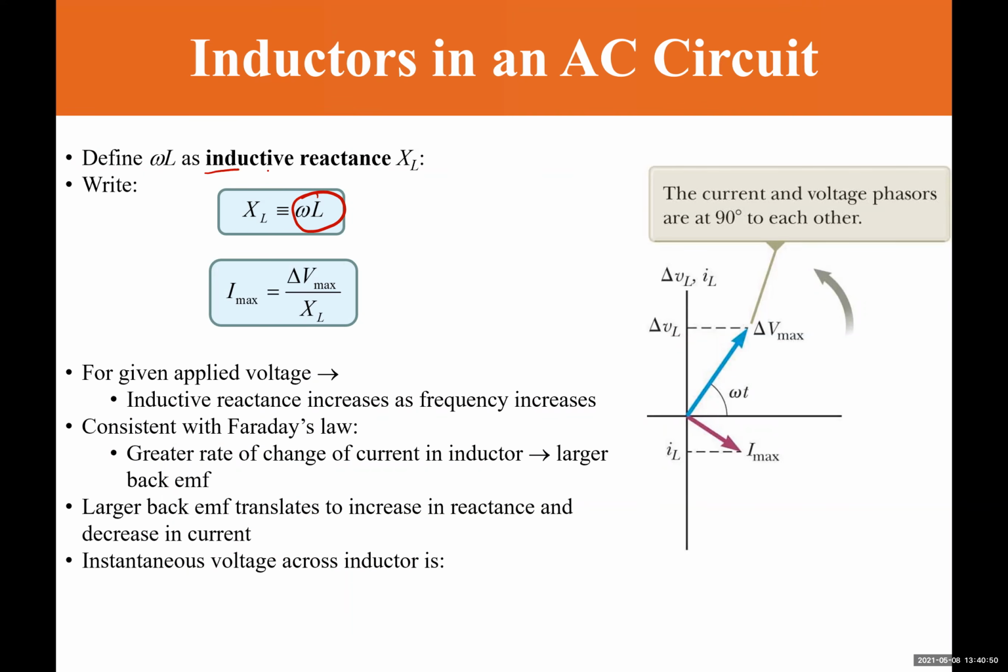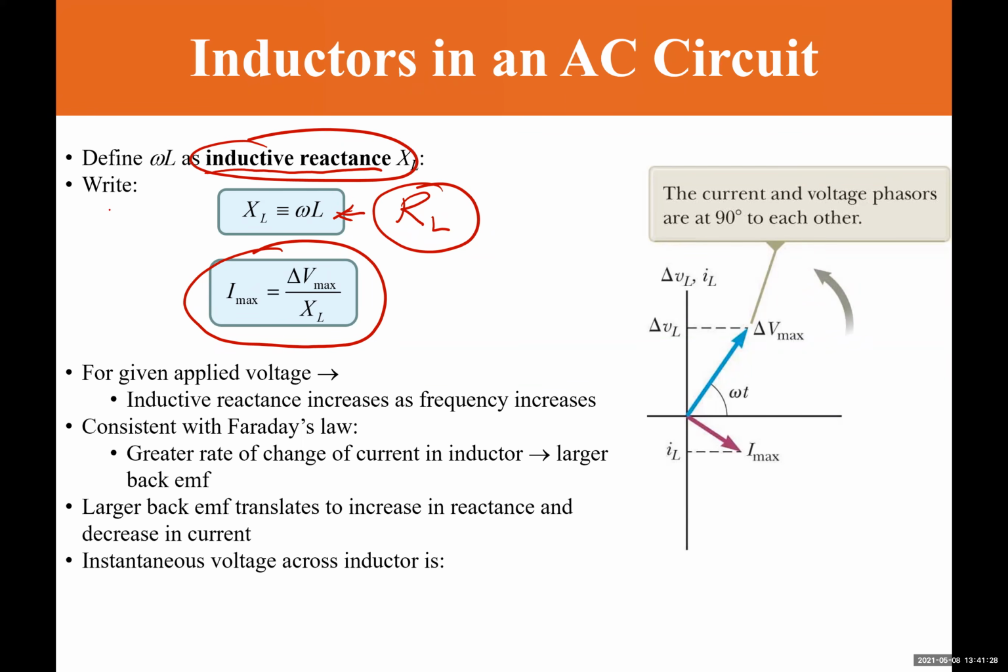All right, so one thing we can see here is that this product of omega L we're going to define to be the inductive reactance, X sub L. And we're going to write that X sub L is equal to omega L. So technically, you can think of it like this: this is the resistance that the inductor provides, right? And then we can write the maximum current as the maximum voltage divided by the resistance in the circuit due to the inductor, X sub L. Okay, but one thing you need to understand is that what we call inductive reactance is frequency dependent.